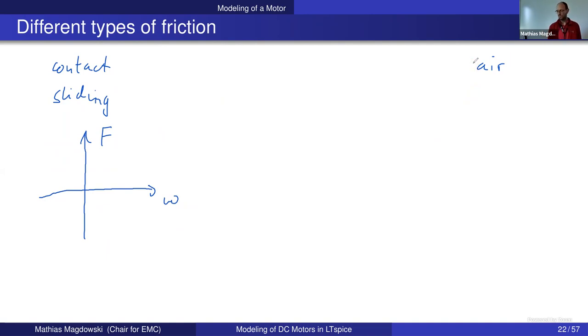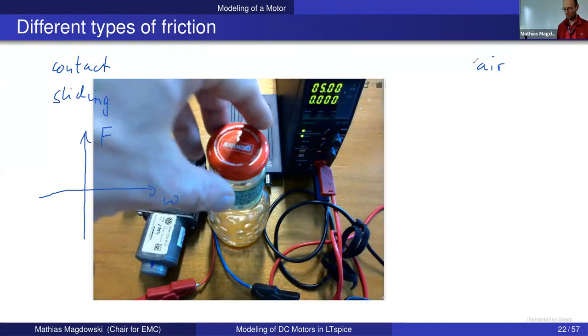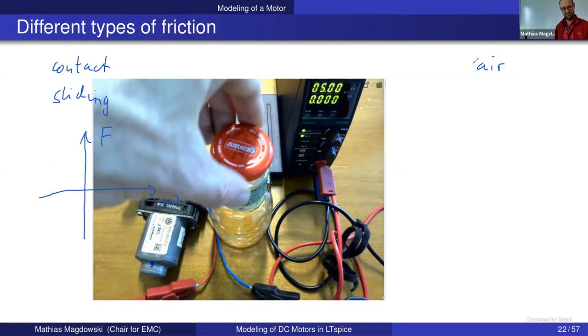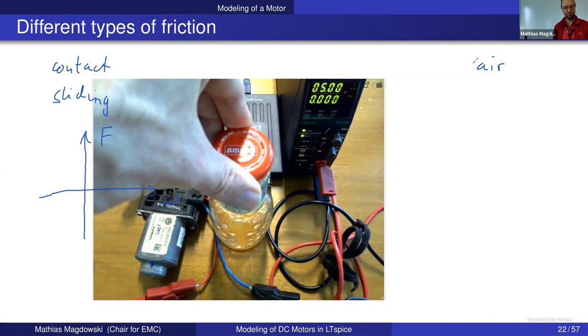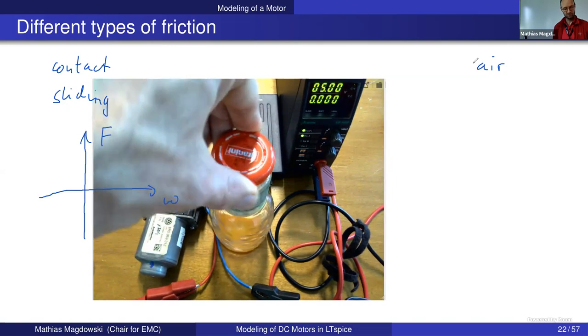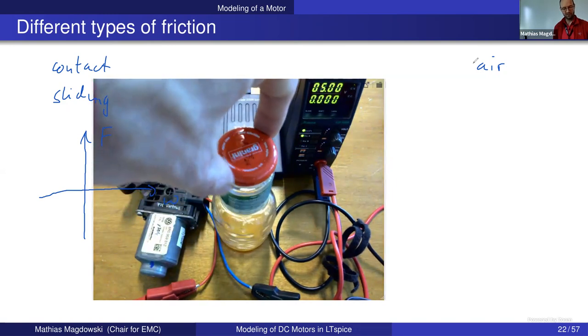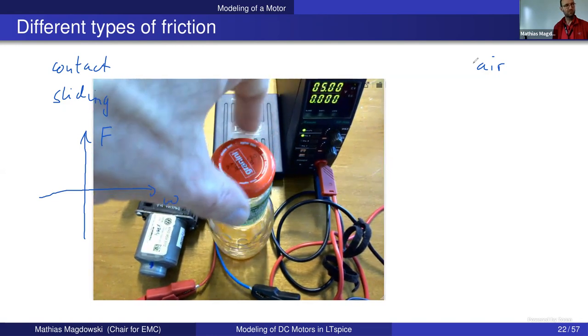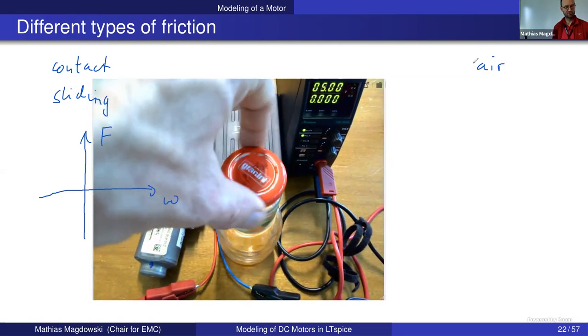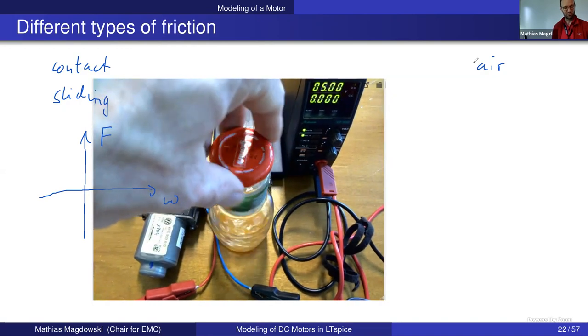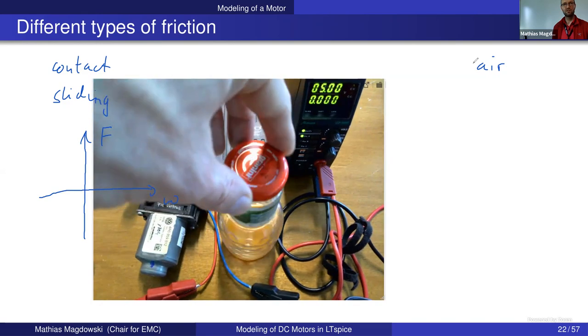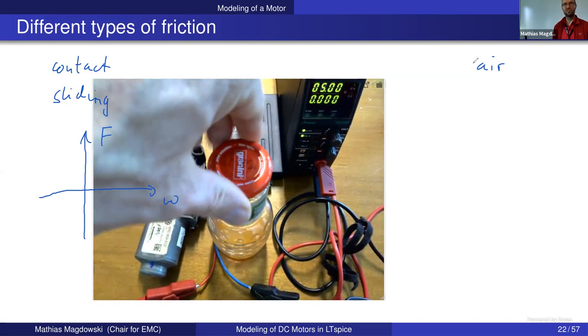So, sliding friction is a little bit difficult to show, but if I have my bottle here, which is almost empty, and I put the bottle on the table, there will be friction between the bottom of the bottle and the table. Now if I rotate it, there will be a frictional force. The question is, how does the frictional force change if I rotate the bottle more or less quickly?